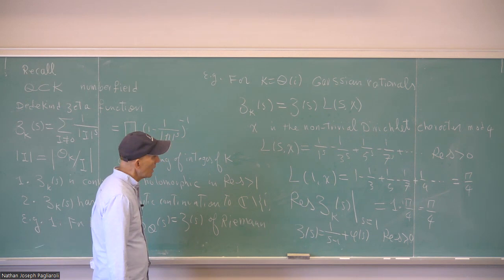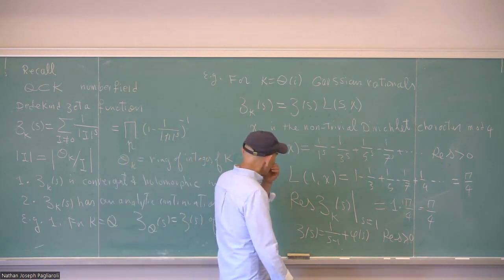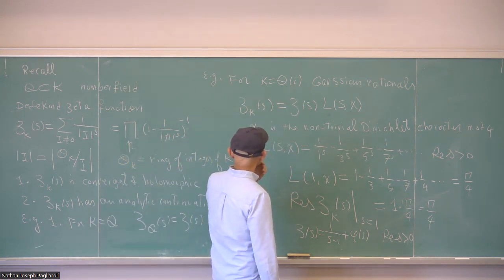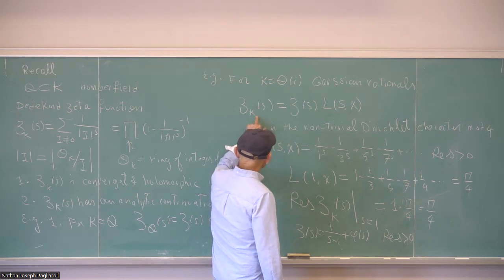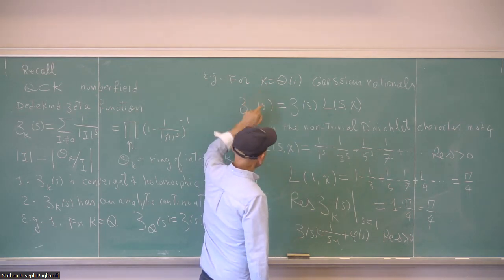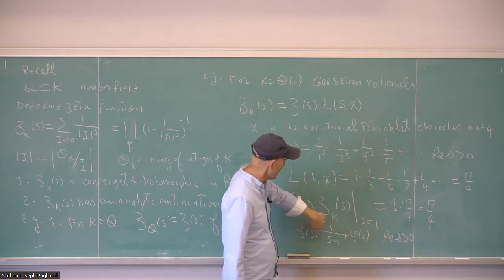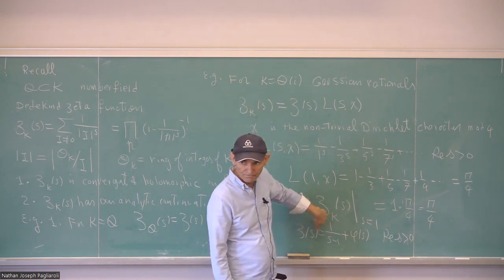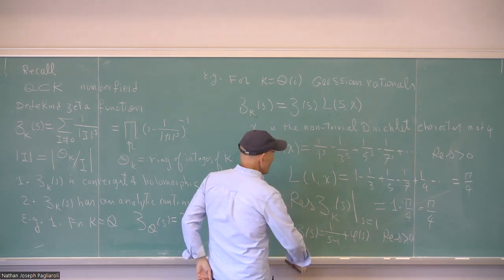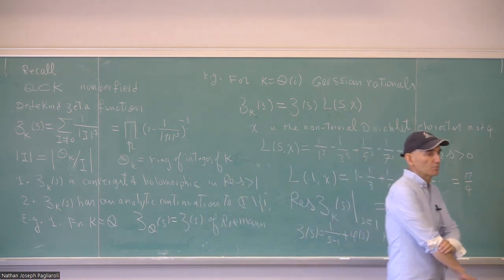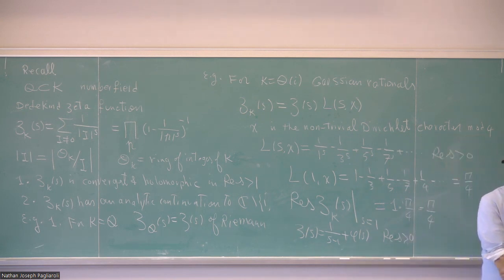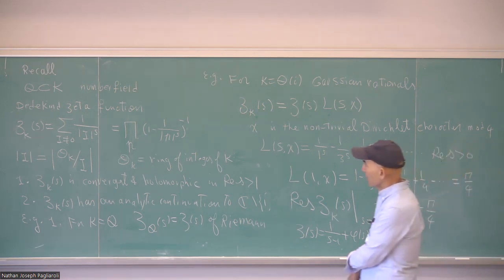Good. So now we have two residues. One is the residue of zeta k for k equal to Q, which is 1, and the other one is the residue of zeta k for k equal to Q(i). So now the question is, is there a general formula that would compute the residue of zeta k for a general field k? And the answer is yes, there is a formula, and this is called the class number formula.